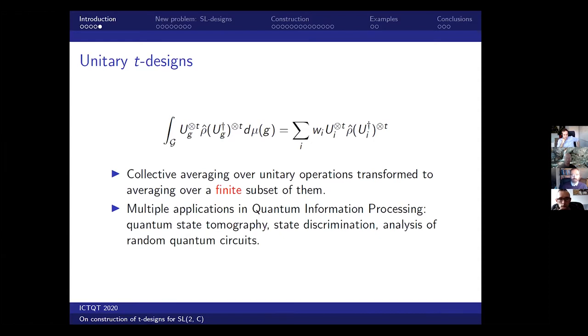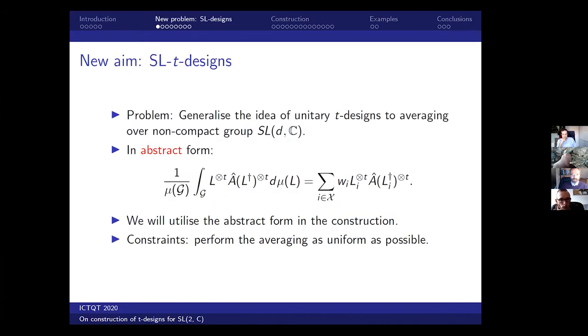Such objects, these unitary designs, found multiple applications in quantum information processing, in quantum state tomography, state discrimination, analysis of random quantum circuits, and many others. And now I will state the main problem that we posed. Our main idea is to generalize this idea of unitary designs into averaging over non-compact groups, like, for example, the special linear group.